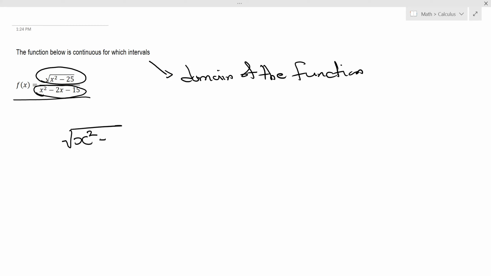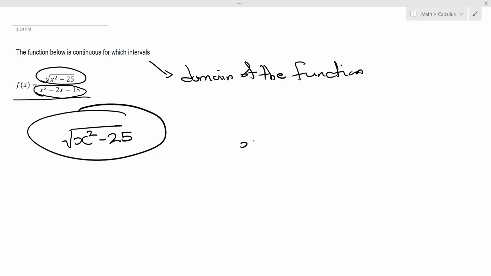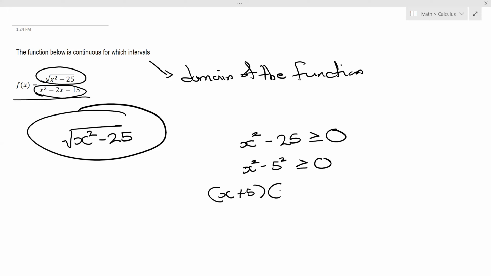x squared minus 25. So for this, to find the domain of this square root function, we know that what's inside the square root should be greater than or equal to 0. So it means that x squared minus 25 should be greater than or equal to 0. Now we can take this as the difference of two squares. This becomes x squared minus 5 squared is greater than or equal to 0. Then we can use (x plus 5)(x minus 5) is greater than or equal to 0.